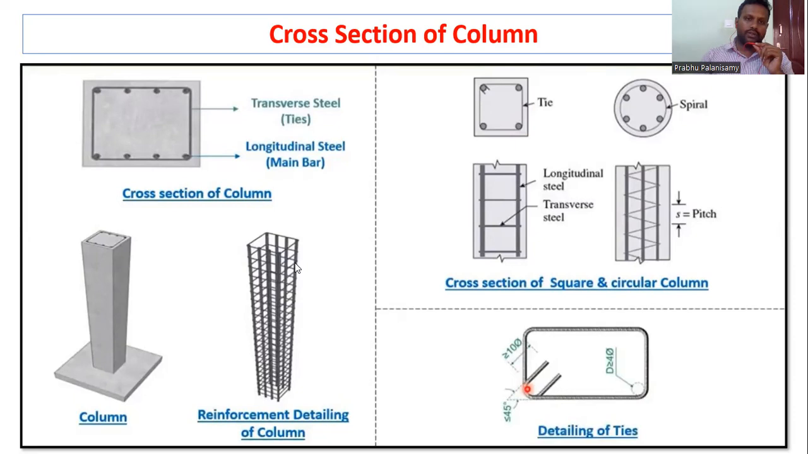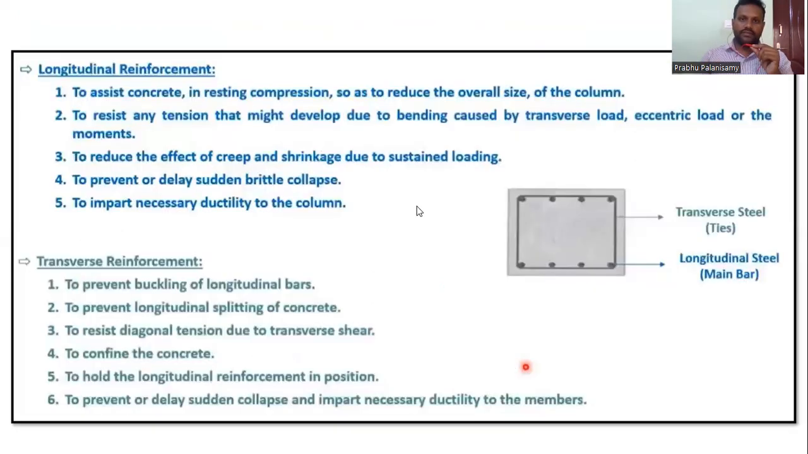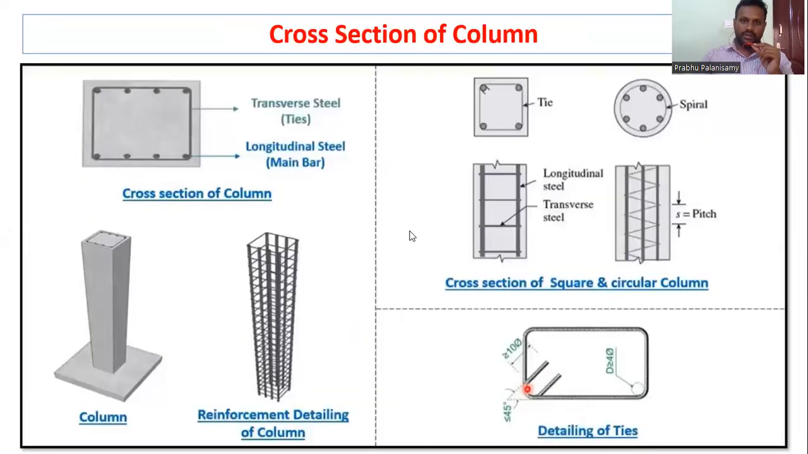So let us see some cross sections. The transverse steel is nothing but the ties. We call it stirrups in the beam, and here we call it transverse steel or ties. And in the circular column, we have two kinds of reinforcement: one is transverse steel like ties, and the other is the spiral. In the spiral, the distance between each and every spiral we call a pitch. And this was the difference. Right, so longitudinal reinforcement and transverse reinforcement. Here we may see the longitudinal reinforcement is the main bars and the transverse is the ties.